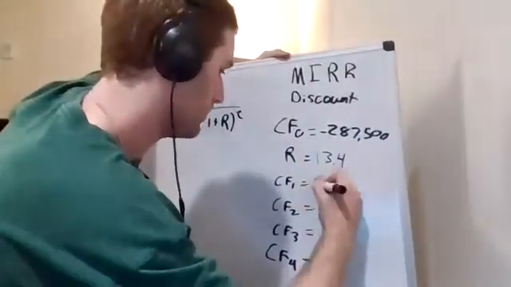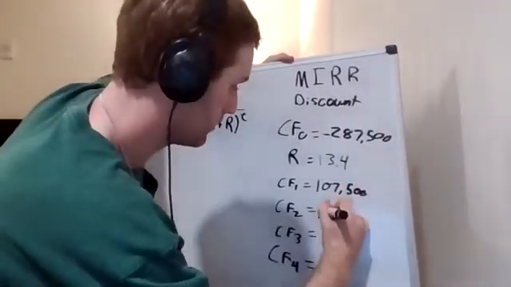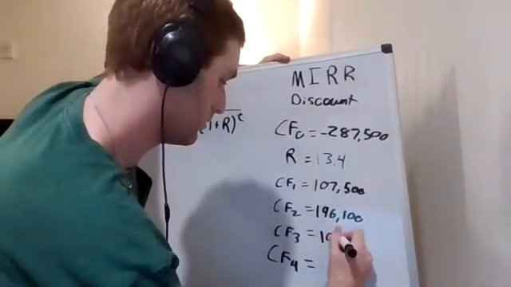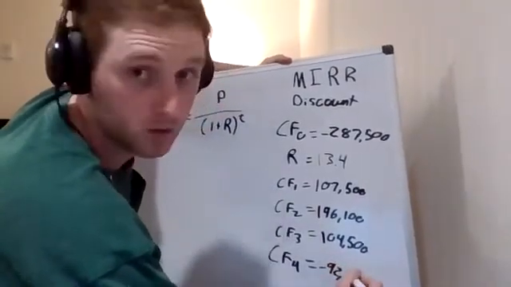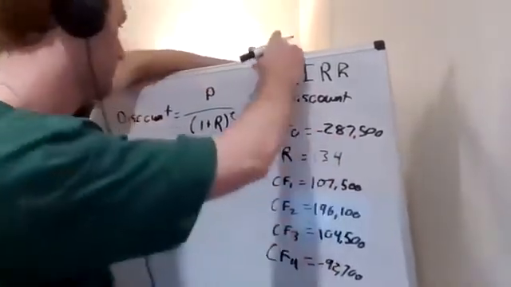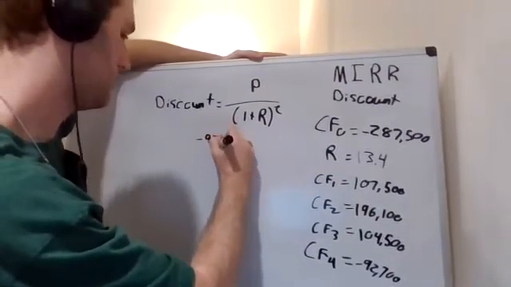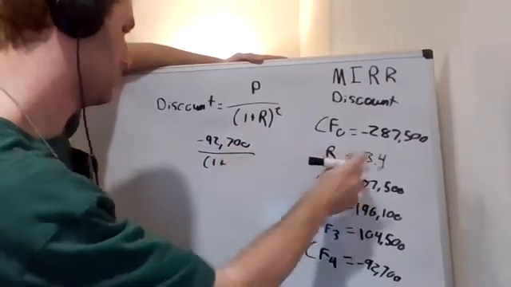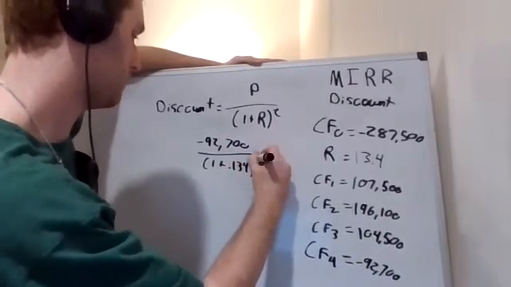So we know our cash flows: 107,500, 196,100, CF3 is 104,500, and CF4 is negative 92,700. So this negative, we are going to roll that back into our cost of the project through our discount equation, right? So we've got negative 92,700 over parentheses 1 plus, again, this is a percentage, we have to turn it into a decimal, 0.134, raised to our time, which is 4 years.